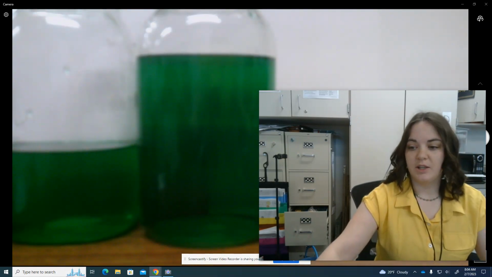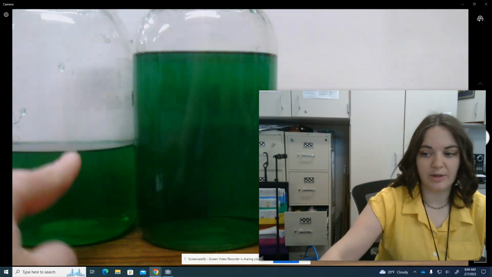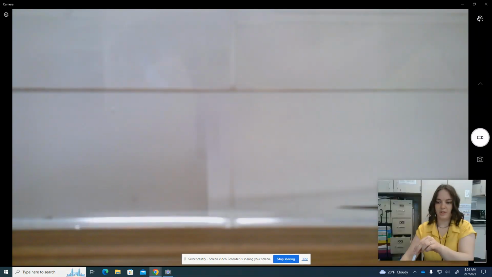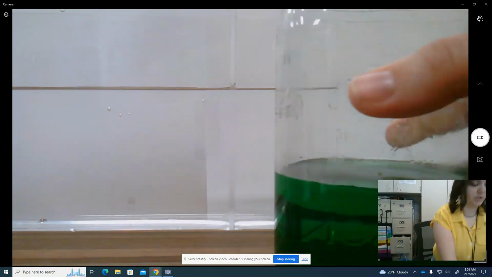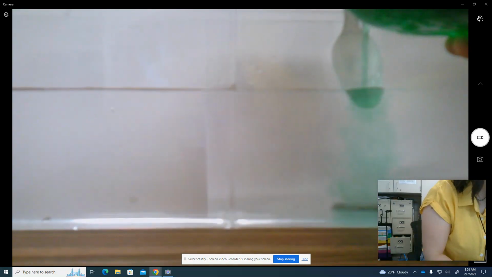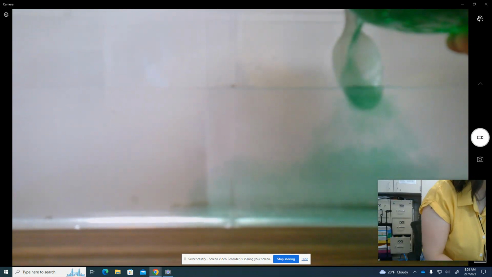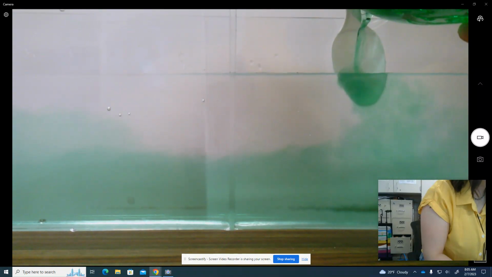Okay, so what happens when we have saltier water? How does it affect its density? So I'm going to take the salty water and I'm going to pour it into water. Now when we pour it into the water, salt water should sink. So as you can see, that water is sinking to the bottom.